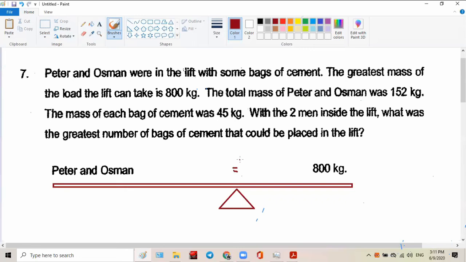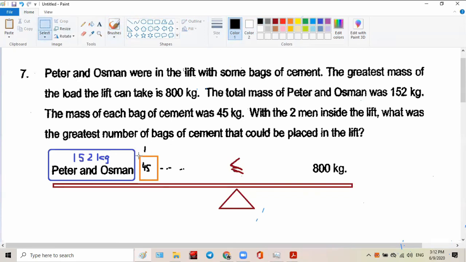Okay, you can be less or equal. Actually, you can write like that: 800 must be greater than or equal to Peter and Osman, and these two guys are going to weigh 152. Are you following? So they're going to fill themselves with cement of 45 kg each. Do you understand? 45, and 45, and 45, and this is bag number 1.